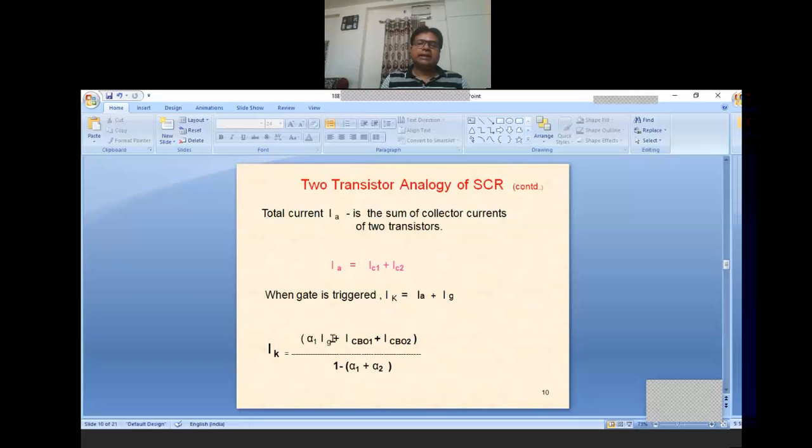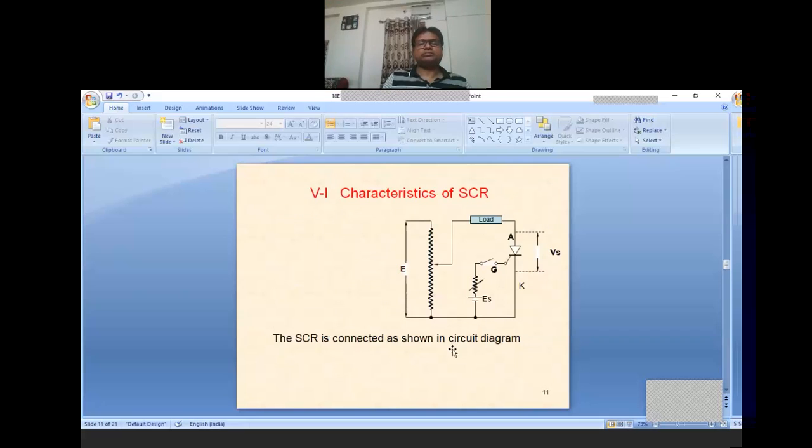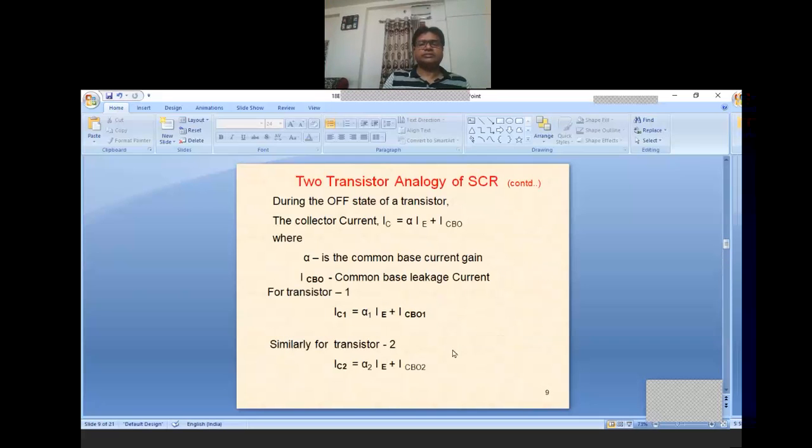Without gate current applied, the cathode current will be just this fraction of the expression. When gate current is applied, alpha 1 Ig is the extra factor added into the numerator, and thus the anode current will increase faster and eventually the SCR conducts.